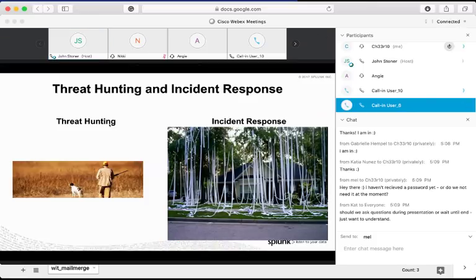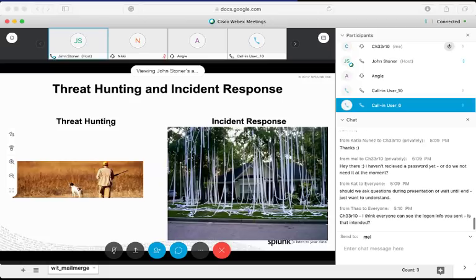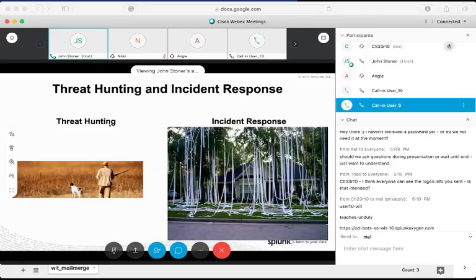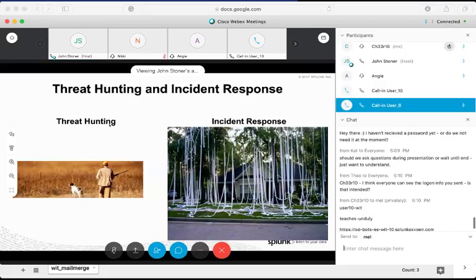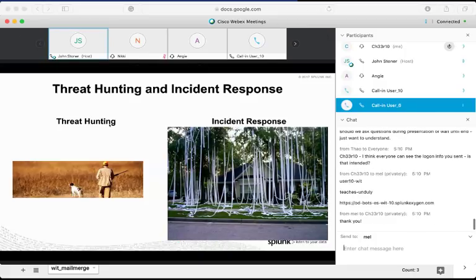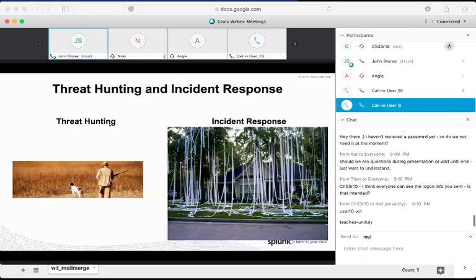For definition purposes, I kind of like to use this as an example. If I'm threat hunting, I have an idea what I want to do. I have specific tools that I take with me when I go threat hunting. I know generally what I'm going to be looking for, and I'm kind of setting my field that I'm going out into.